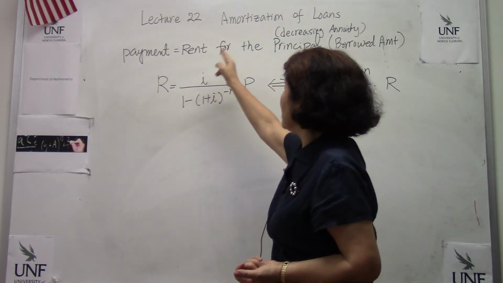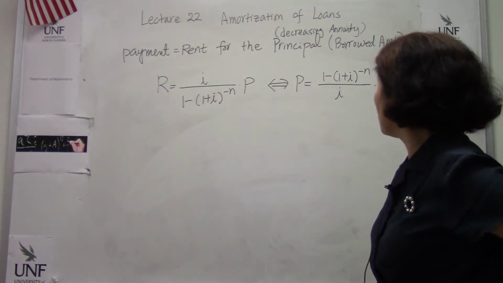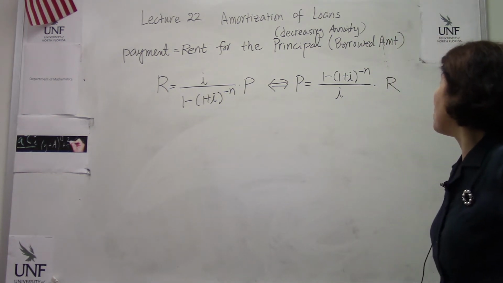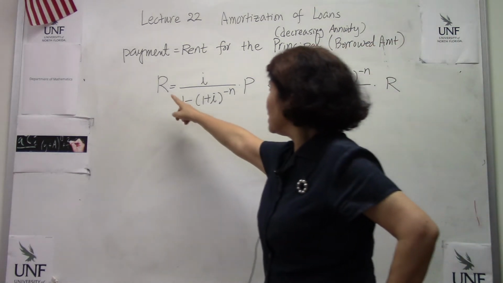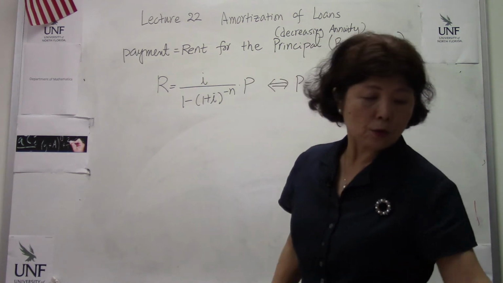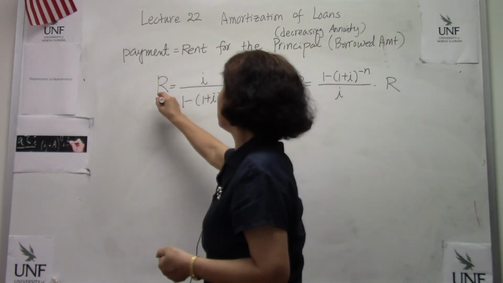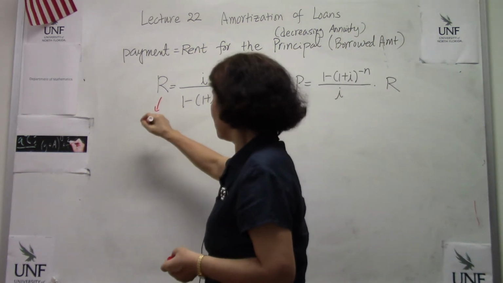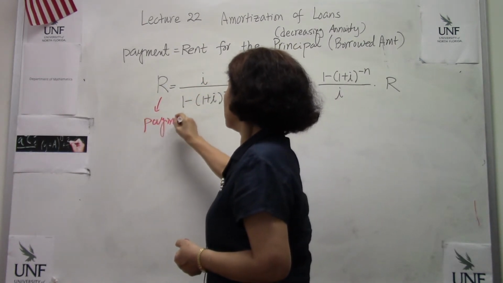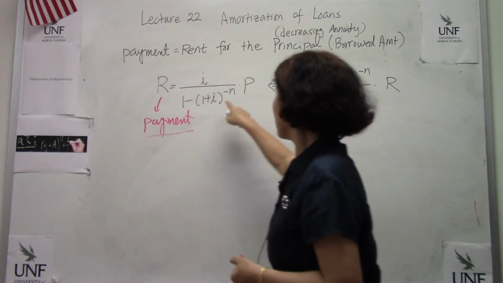That is the rent for the decreasing annuity. Rent for the principal, that is the borrowed amount. So this is the formula. This is how you compute the rent. In a normal sense, we just read rent, but this is going to be your monthly payment. Okay, so payment is so important. Compute this.